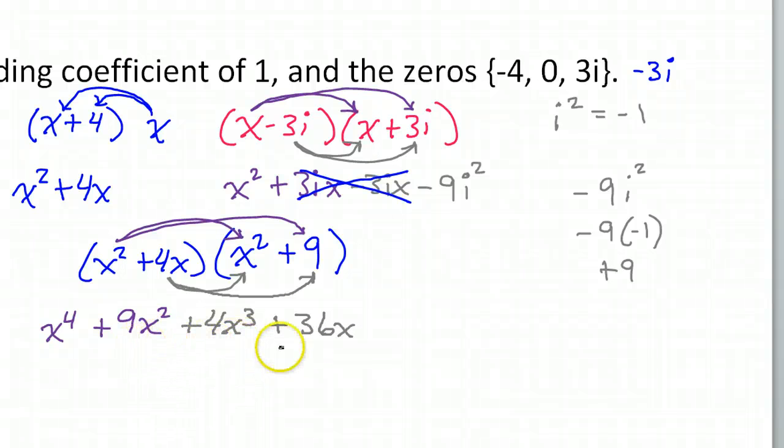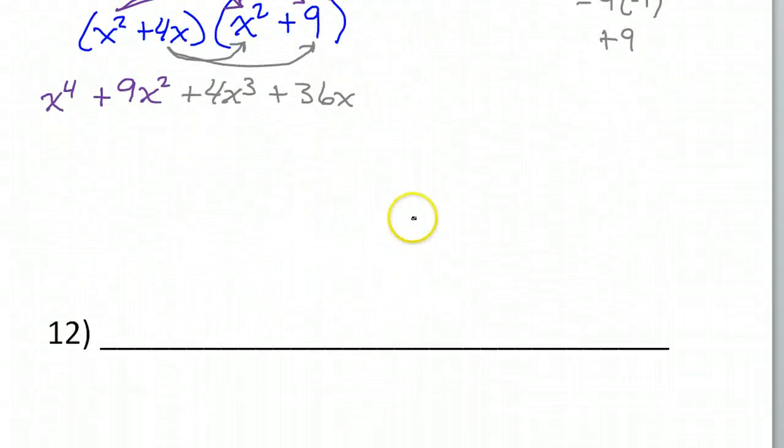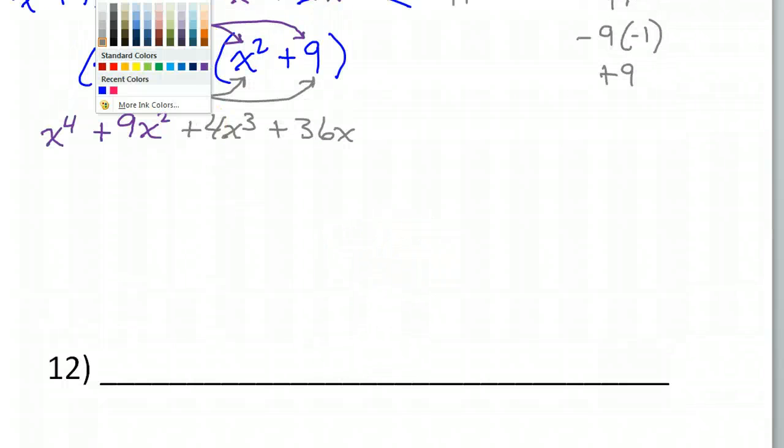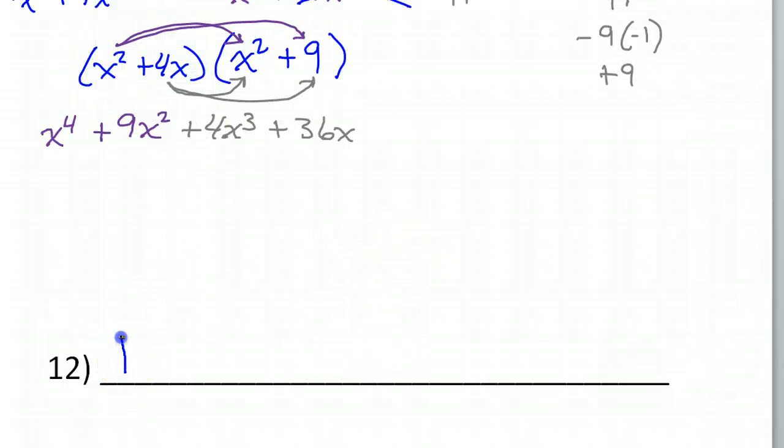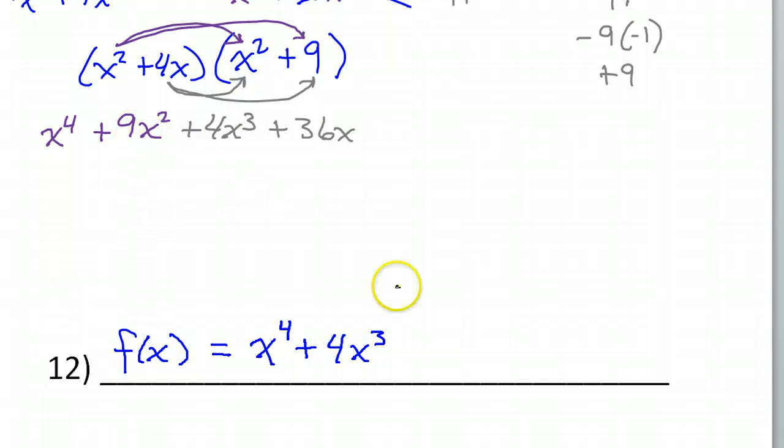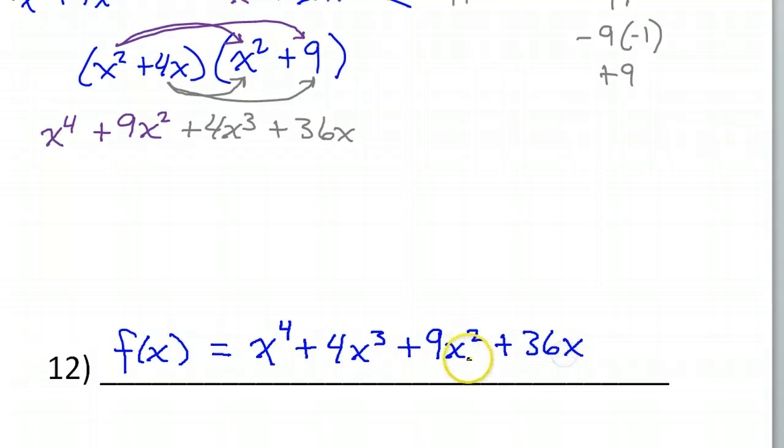Now these are not in the right order for standard form, so all I need to do now is rewrite this in the proper order. And let's go ahead and call it f of x. Okay, so in standard form we're going to have x to the 4th power, plus 4x to the 3rd power, plus 9x squared, plus 36x. Okay, and there you go. That's number 12.